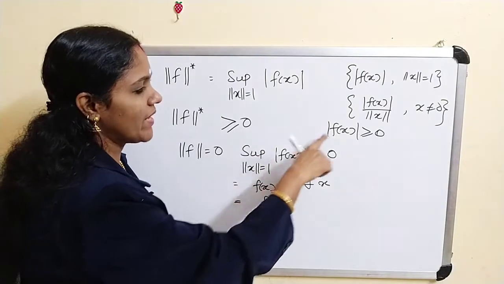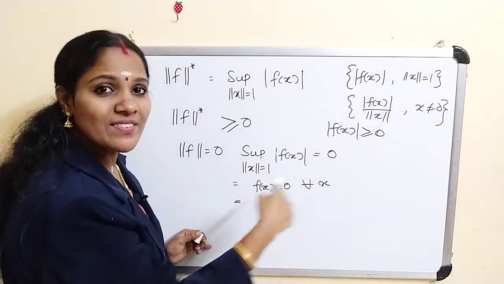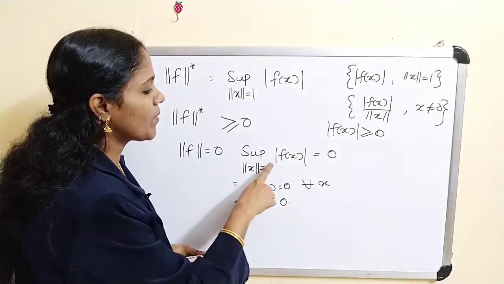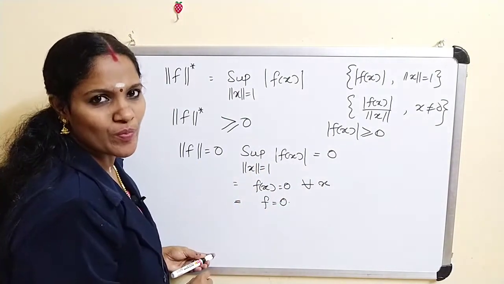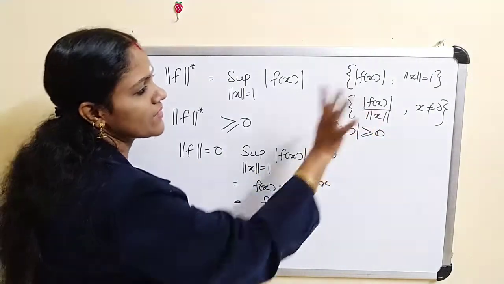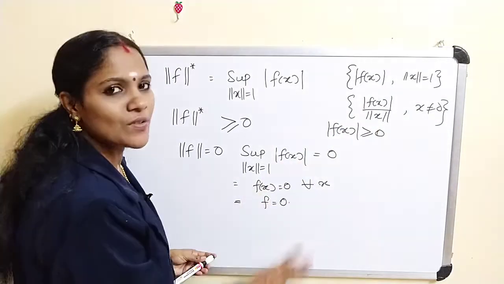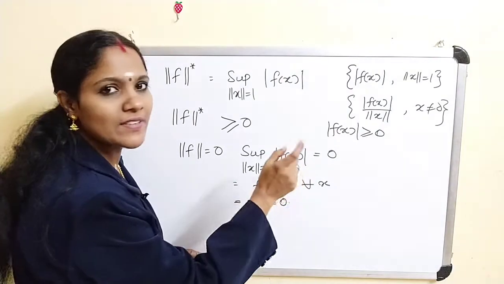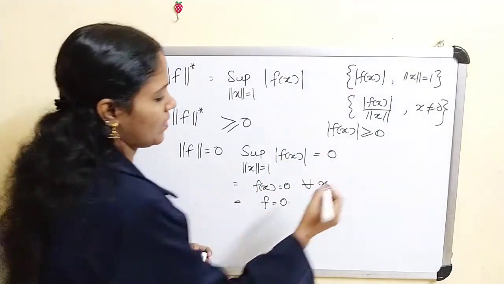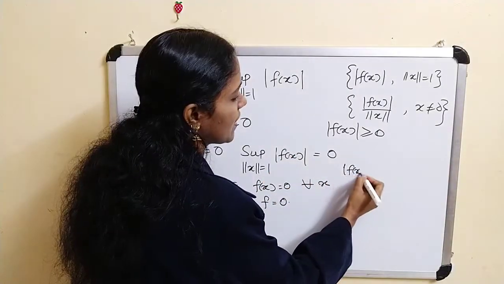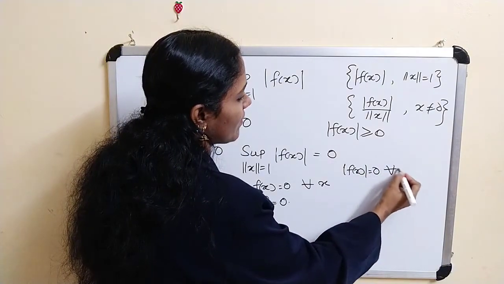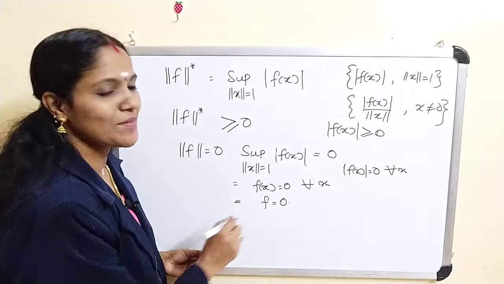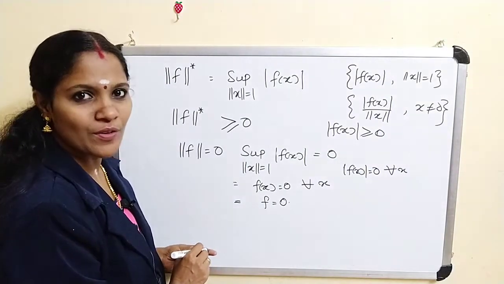Thus we get norm of F equal to 0 implies F equal to 0. Why? We have modulus of F of X is always greater than or equal to 0, and here the given supremum value is equal to 0. You can take this definition also. The supremum value is equal to 0. That means modulus of F of X equal to 0 for every X. This implies F of X equal to 0 for every X. This implies F equal to 0.